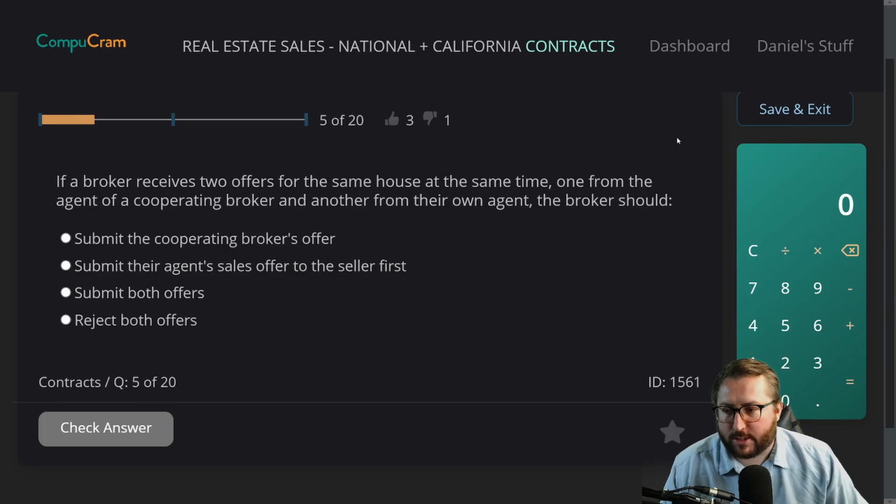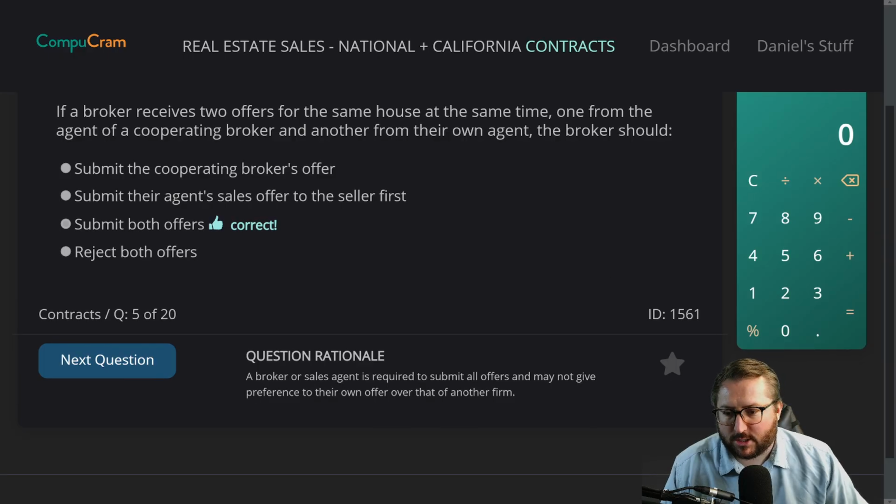We're blasting through these. Question 5. If a broker receives 2 offers for the same house at the same time, one from the agent of a cooperating broker and another from their own agent, the broker should A, submit the cooperating broker's offer first, B, submit their agent's sales offer to the sellers first, C, submit both offers, D, reject both offers. I would guess you have to submit both offers.